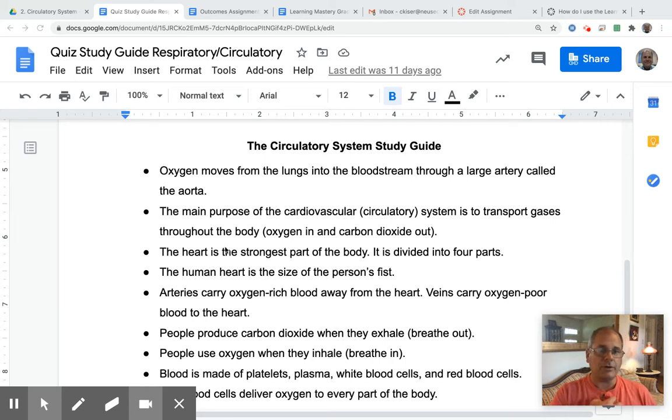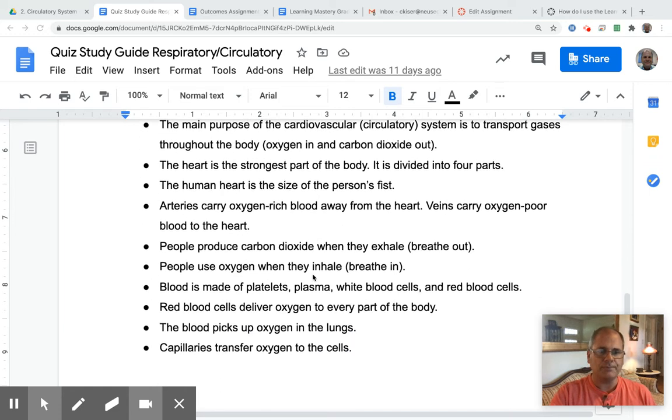The heart is the strongest part of the body, the strongest muscle. It is divided into 4 parts or 4 chambers. The human heart is about the size of your fist. So your fist is about the size of your heart. Someone else's fist is the size of their heart. So if you have a small person, their fist will match the size of their heart. A large person's fist will match the size of their heart.